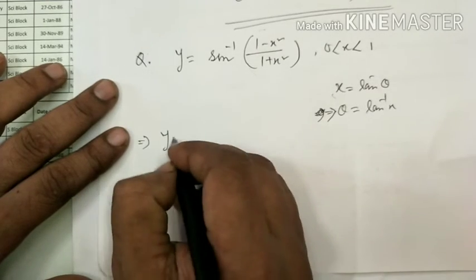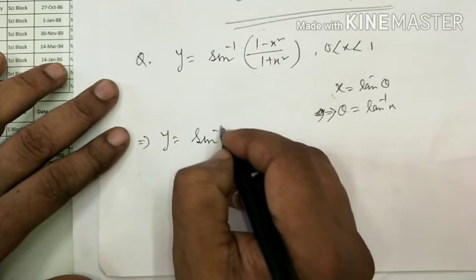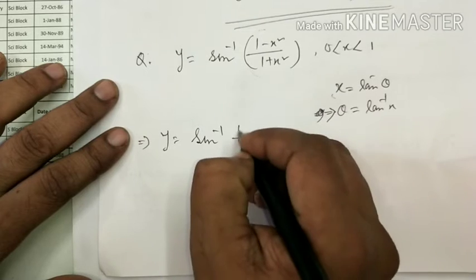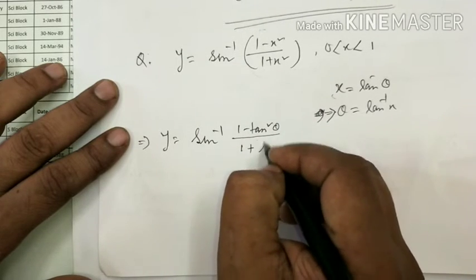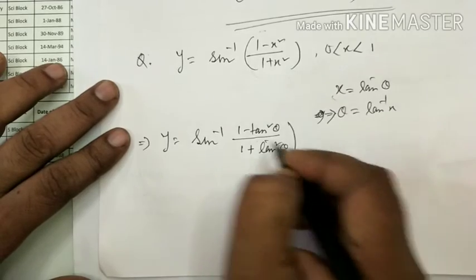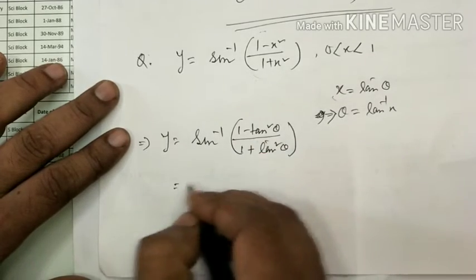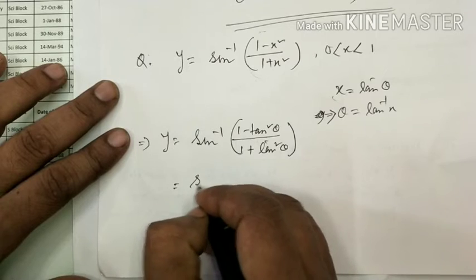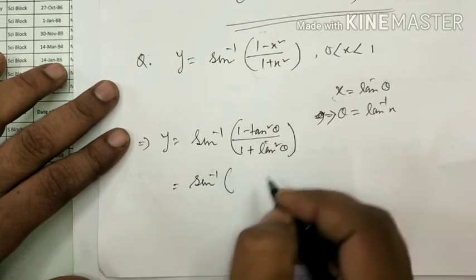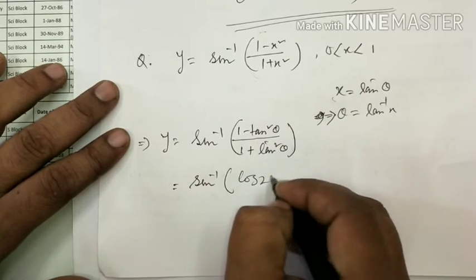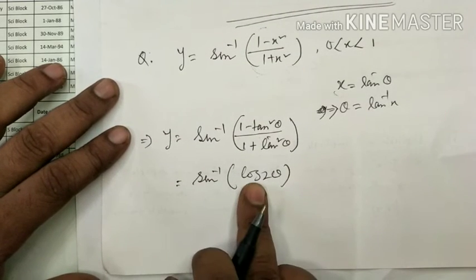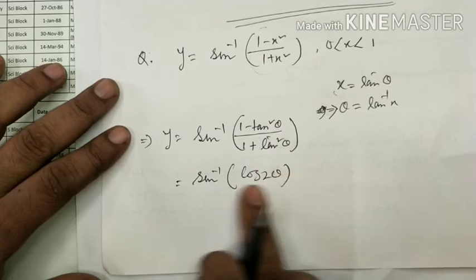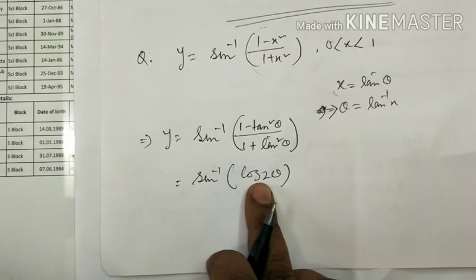So finally y equal to sine inverse (1 minus tan square theta) by (1 plus tan square theta), replacing x by tan theta. Okay, and this is a very special figure, and you know what is the answer? Cos 2 theta. Here you see, this is the sine inverse, here is cos. My aim is to what? Reduce into sine.